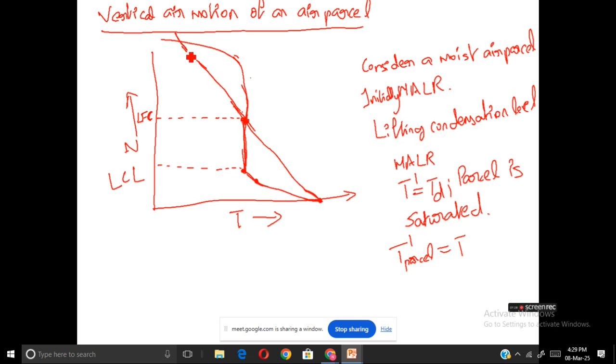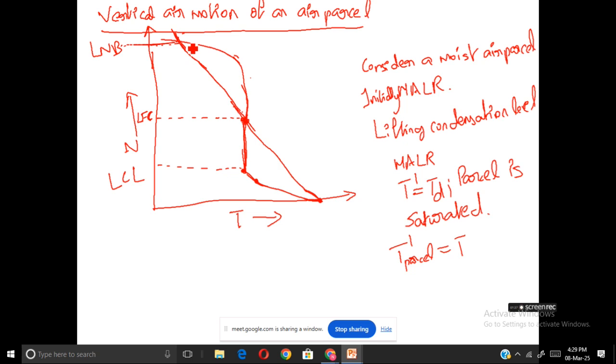Then again it will meet the environmental lapse rate, or temperature profile of the atmosphere, at some other point. This is known as LNB, the level of neutral buoyancy. This level is basically considered as the top of the thunderstorm cloud. Above the LNB, the temperature of the atmosphere also starts increasing. We can say it is kind of the top of the troposphere.